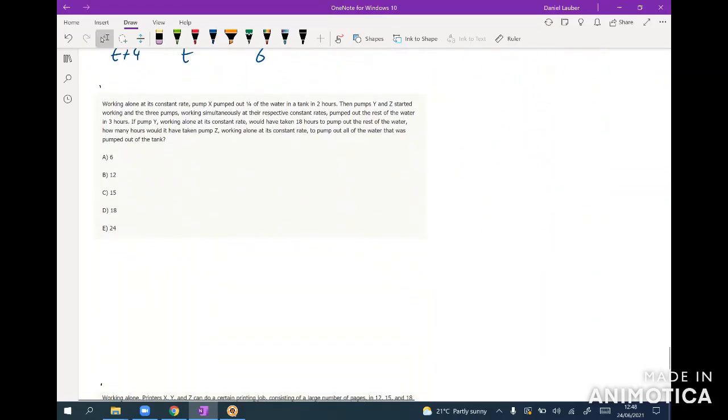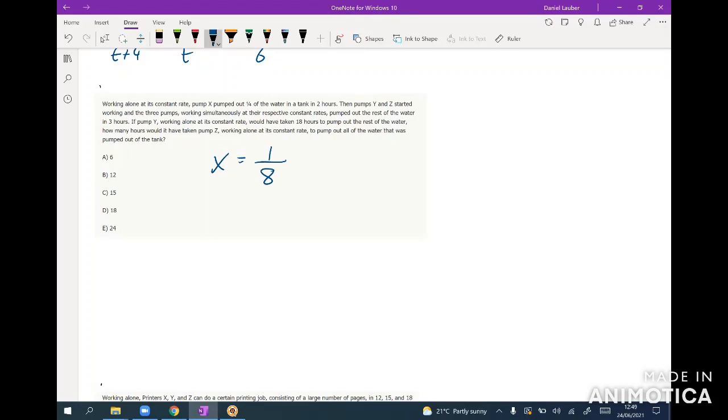Okay. Working alone at constant rate, pump X pumped out a quarter of the water in a tank in 2 hours. Okay, so X has a work rate of 1 over 8. It took him 2 hours to do a quarter of it. Then pumps Y and Z started working, and the 3 pumps working simultaneously at their respective constant rates pumped out the rest of the water in 3 hours. Okay, so the rest of them did 3/4 of the job in 3 hours.